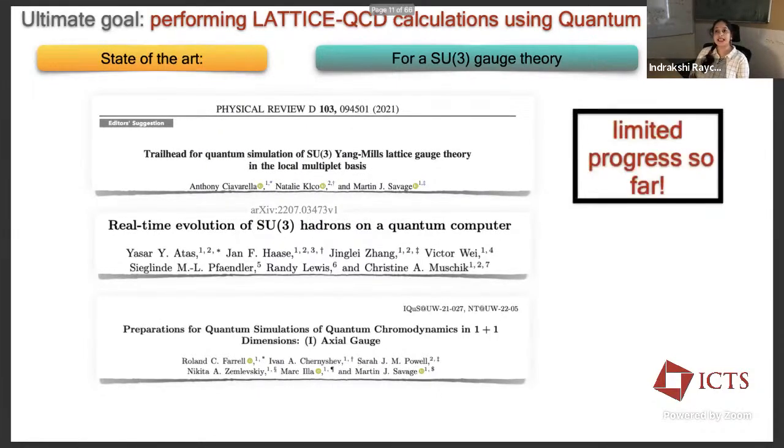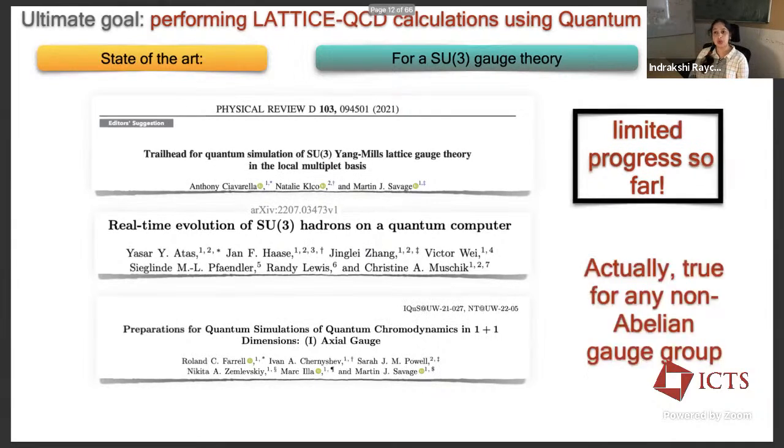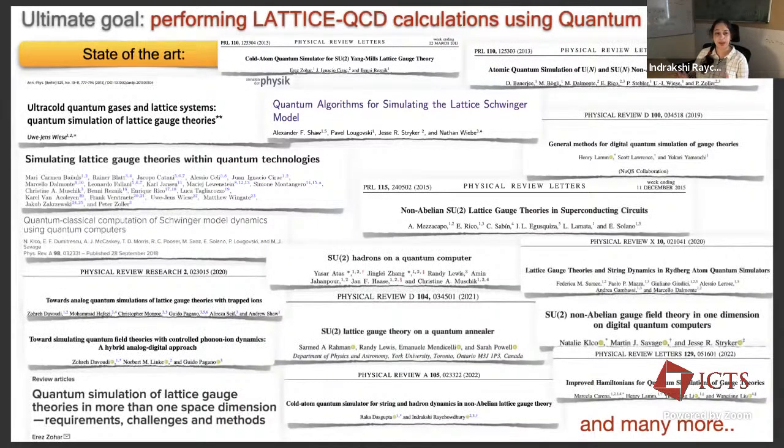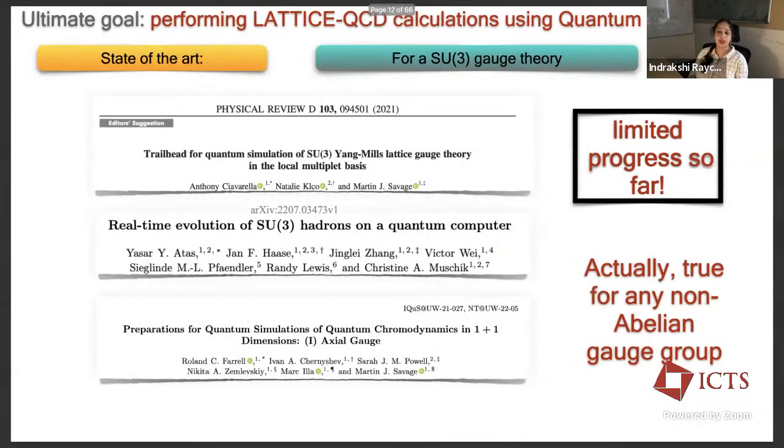So we have seen very limited progress in the context of SU3 gauge theory, and this is also true for any non-abelian gauge theory. In the list that I showed you on the previous page, you will see some papers with the title SU2 or SU3, but that list of references is more or less close to being exhaustive. Whereas there are hundreds of more papers on Schwinger models or abelian gauge theory. So the summary is that the progress with non-abelian gauge groups has been limited.